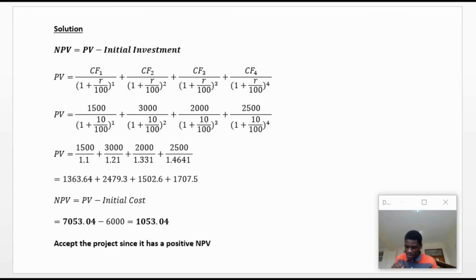We were told to advise the firm on whether to accept or reject the project. The acceptance rule I had stated says that if the project has a positive net present value, you accept the project. We'll accept this project since it has a positive net present value.